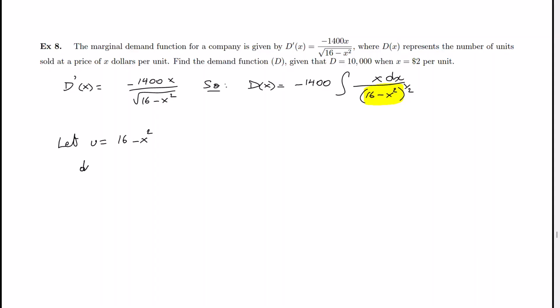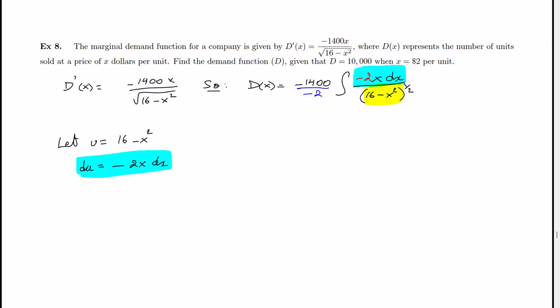If that's the u, then the du will be just simply negative 2x dx. Do we have the negative 2x dx in the numerator? Unfortunately, we only have the x dx. We're missing the negative 2. So we'll put in the negative 2 that we're missing, and we'll divide out by a negative 2. That way, everything stays balanced.